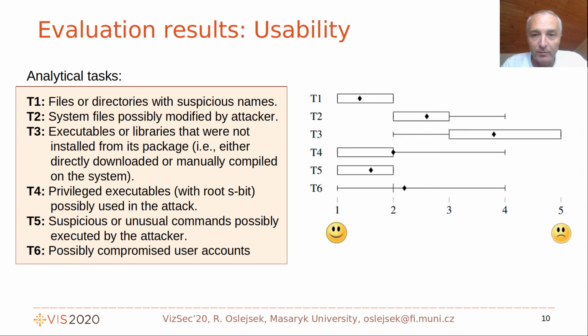To get even better insight into the usability, we used a simple Single Ease Question evaluation method where the analysts rated how much the tool helped them to solve 6 particular analytical tasks that we identified together with domain experts and which were part of the investigation process. They considered the investigation of suspicious files, privileged executables, the usage of unusual commands, and possibly compromised users as very easy with our tool. The identification of system files probably modified by the attacker was ranked as rather easy, and only the identification of executables that were not installed from their package was considered difficult, which pretty much corresponds to our previous results where this step in the attack was overlooked by most of the analysts.